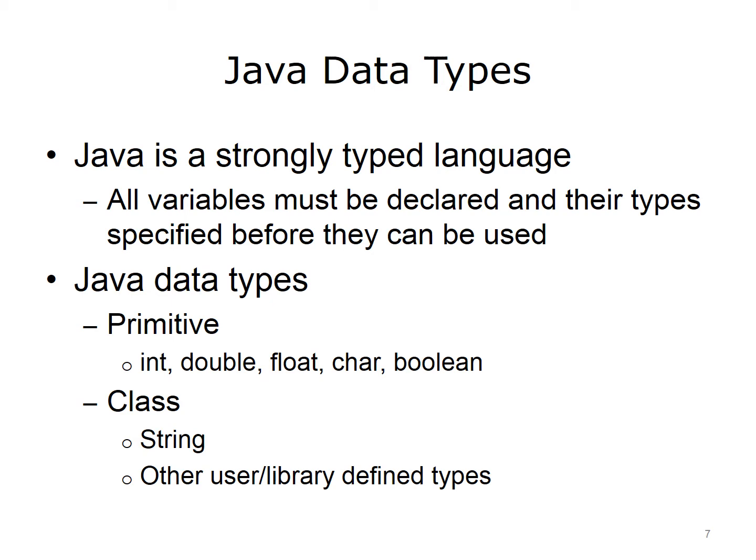Java has 2 categories of data types, primitive and class types. Primitive types are used for single, simple variables. The slide lists some of the primitive types: int for integer, double and float for floating point numbers, char for character, and boolean. Class types refer to data types used to create objects. Class types can be defined by users or within Java libraries. A commonly used class type is string, which is a series of characters.